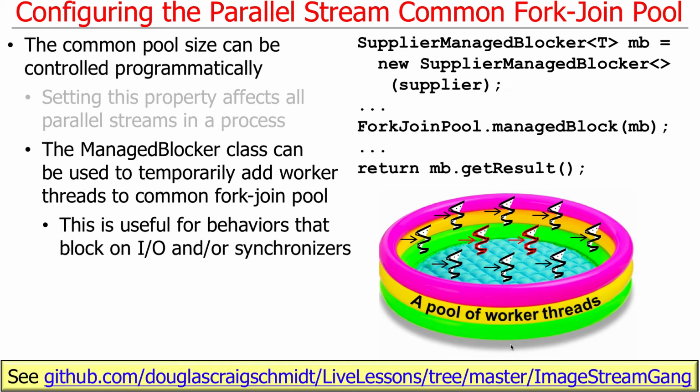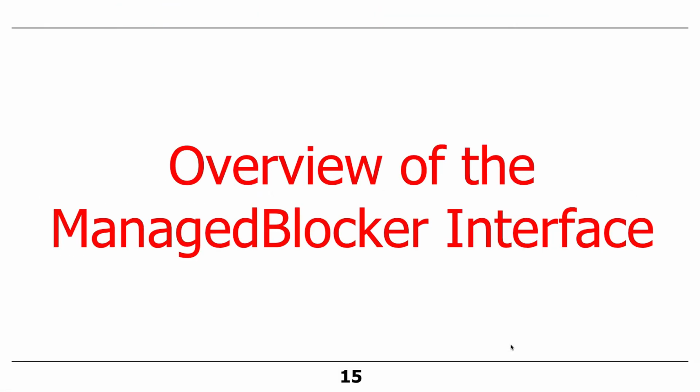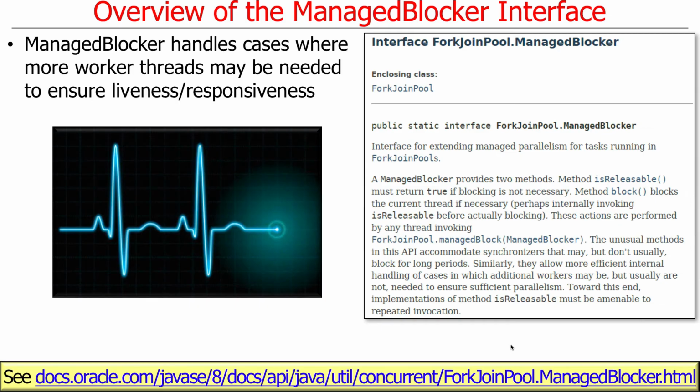And I'll show you some code later that illustrates how all this stuff works. But the bottom line is take a look at the image stream gang to see how to use this. It's actually quite simple. And I think it's in the skeleton code for your assignment 2, the parallel streams. If you look, there's a thing called blocking download image, or blocking image download, or blocking download. And it uses this under the hood. So let's talk a little bit about this interface.